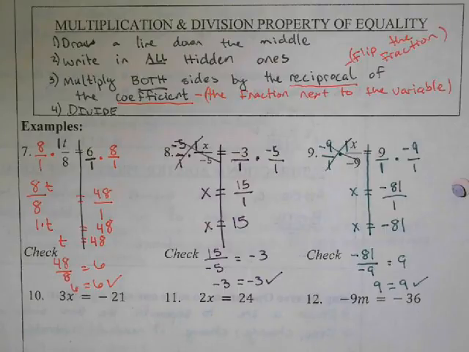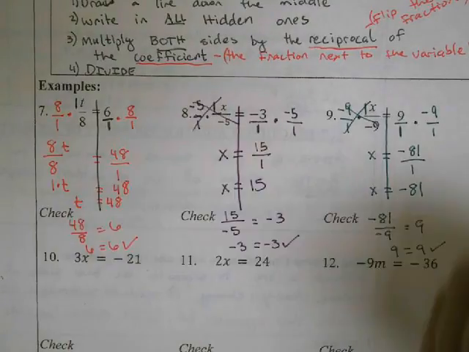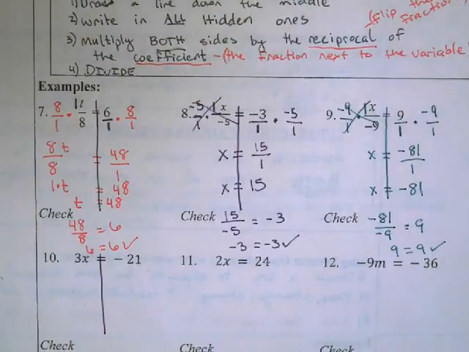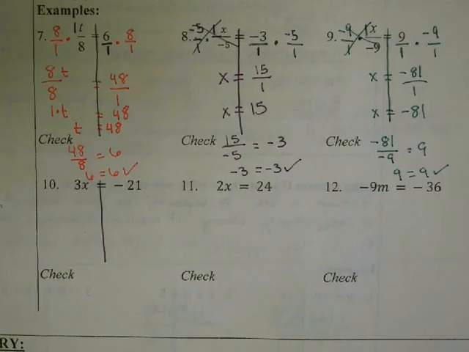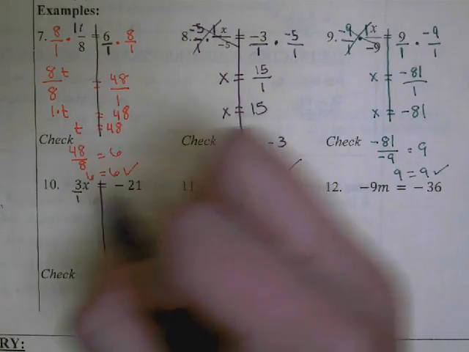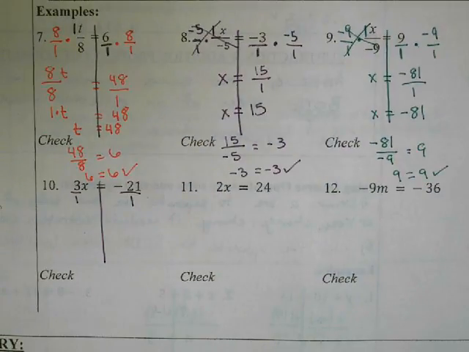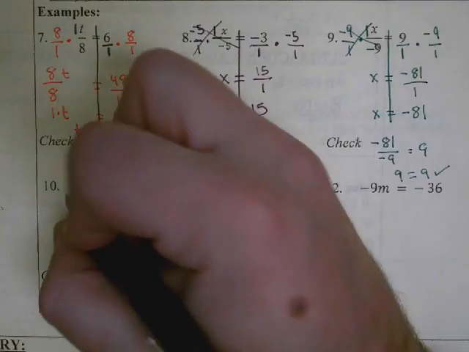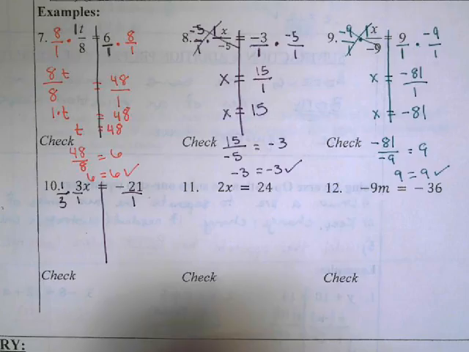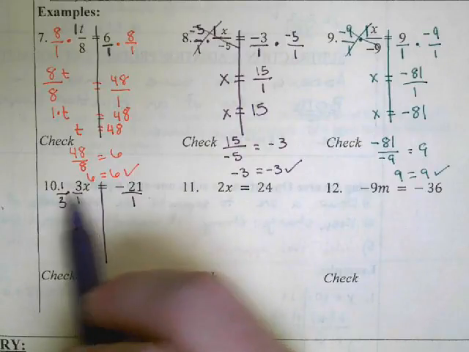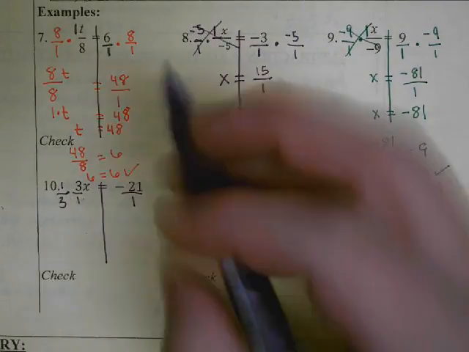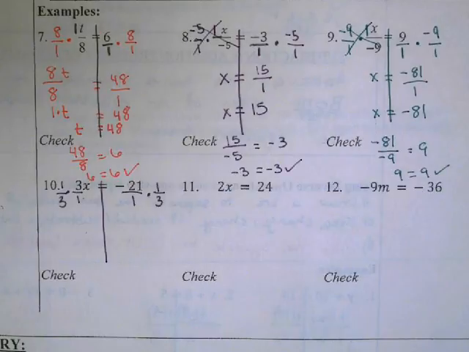So the same exact process will work for when we're dealing with multiplication. So I have 3 times x equals negative 1. So let's draw our line down the middle. Step 1, draw our line down the middle. Step 2, write in all our hidden ones. Step 3, we'll multiply both sides by the reciprocal. So I'm multiplying both sides by 1 over 3, the reciprocal of the coefficient. So whatever fraction is next to x, I want to multiply both sides by the reciprocal. So we're going to flip that fraction.